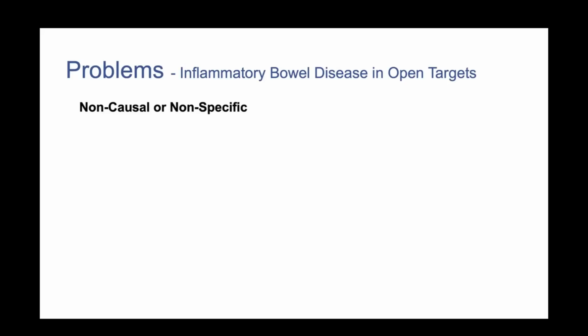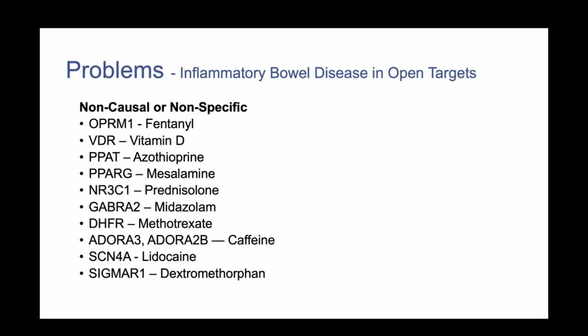You get a lot of non-causal or non-specific genes. So let me just take you through a few examples. You get the drug target for fentanyl. So what would be the probability of you doing a GWAS for inflammatory bowel disease and identifying as a causal mechanism that leads a human to get inflammatory bowel disease the drug target for fentanyl? I would suggest it's 0. Wow. We all know that vitamin D does not treat ulcerative colitis or Crohn's disease. I wish it did, and I've spent a lot of my life trying to show it does, but it doesn't.